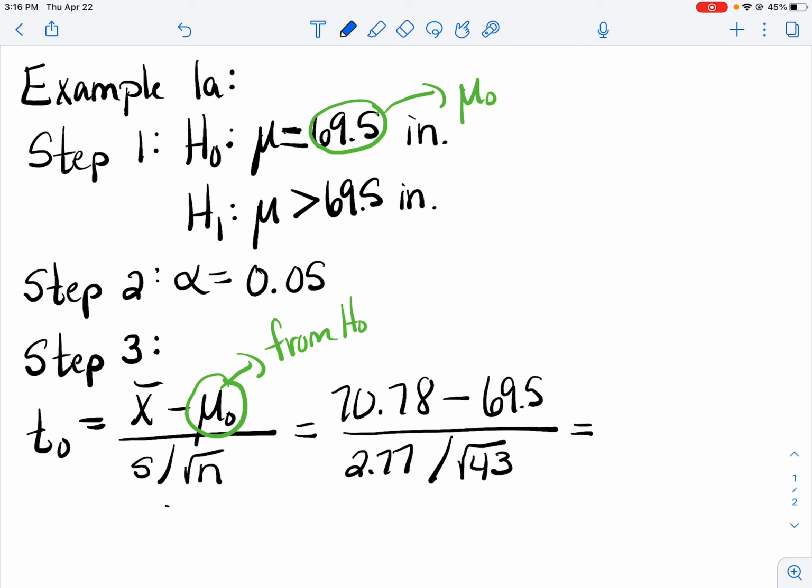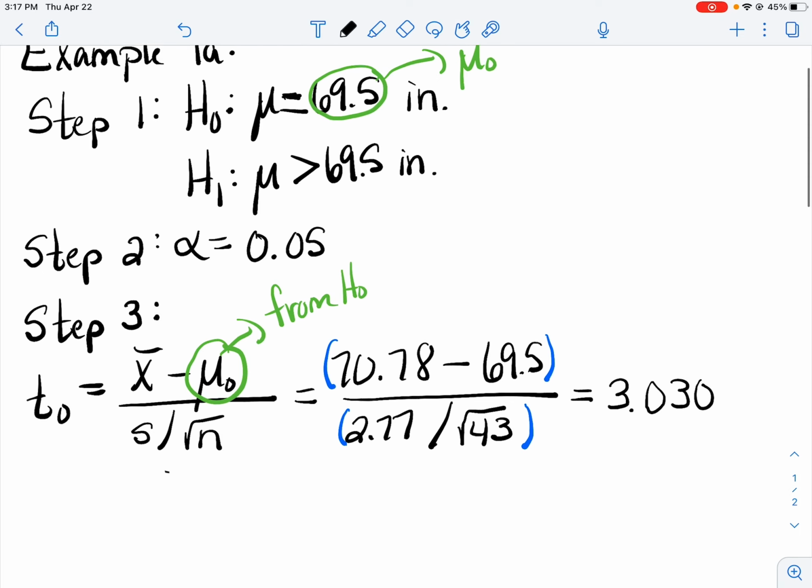Type this into your calculator. Now, when you type this into your calculator, you need to be sure that you put the numerator in parentheses as well as that whole denominator in parentheses. Pause your video, type this into your calculator, and once you have your number, resume the video. Once you type this into your calculator, you should get 3.030.